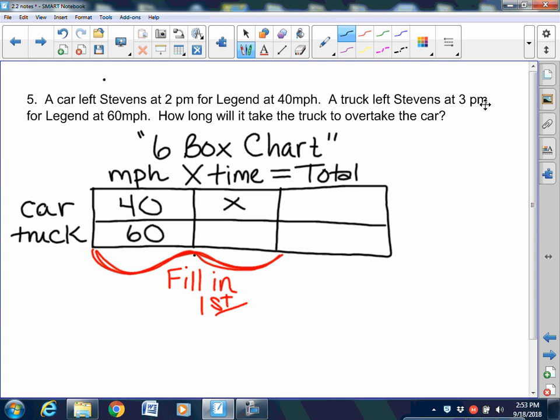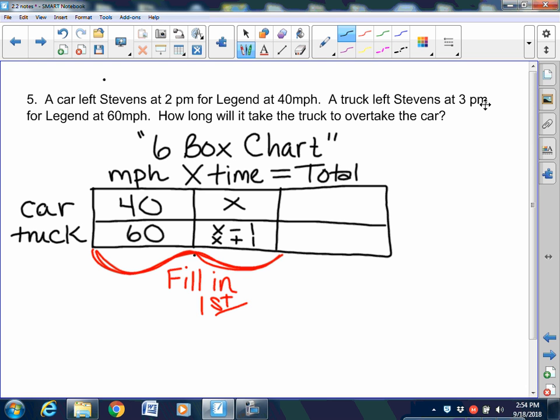But if the car left at 2, which is x, and the truck at 3, do I put x minus 1 there, or do I put x plus 1 there? Is it plus 1, or is it minus 1? If the car left at 2, and the truck left at 3, do you subtract 1, or do you add 1? What do you do?